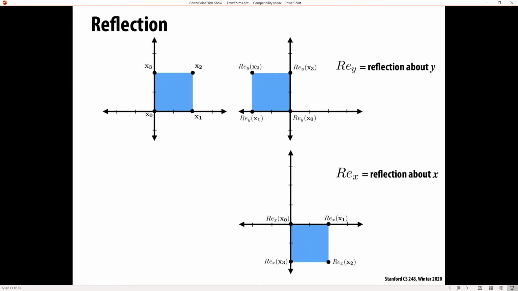Reflection can be another function for us. So we're going to take our point and we're reflecting across the y-axis. Whatever our point is, we're going to take the negative of that point and it's going to move. The zeros don't move, right? So we're going to be able to reflect across x or y.